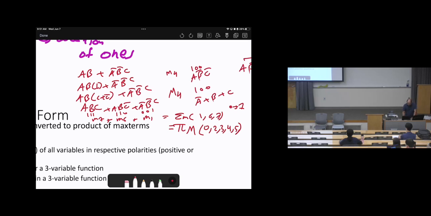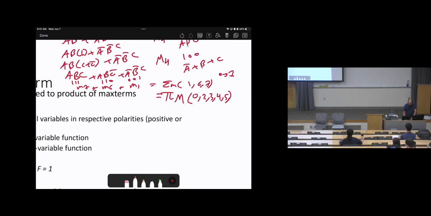After that, if we need to write the same function as max terms, it will be M0 times M2 times M3 times M4 times M5. It's times, it's not plus. Then we can say that 0 is actually 0, 0, 0.